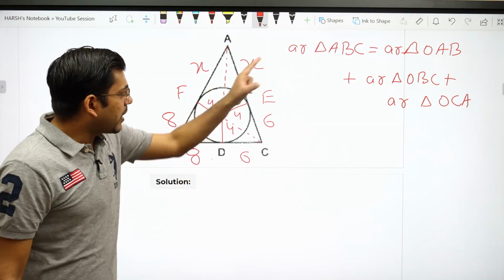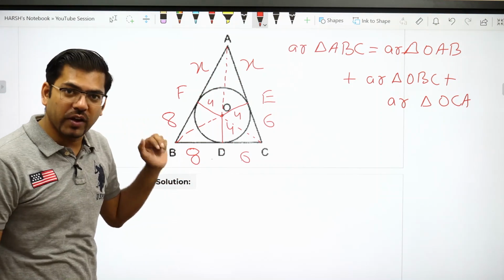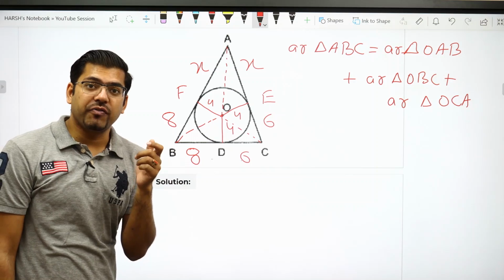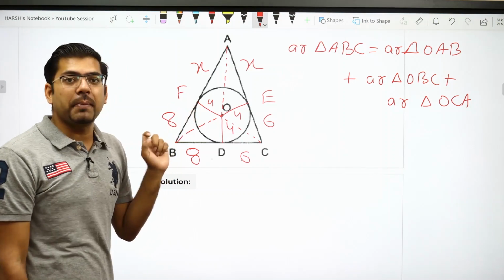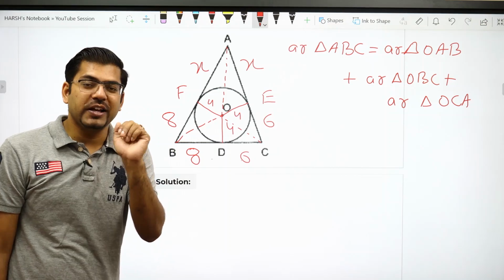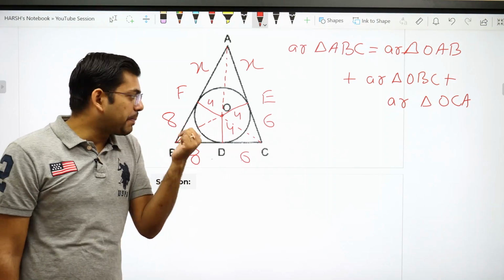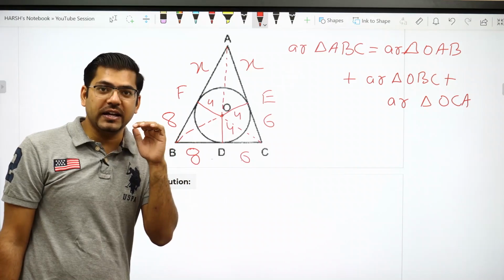Now for triangle ABC, we have the lengths of the sides. If we have the length of the sides, we will be applying, sorry, not Pythagoras theorem, we will be applying Heron's formula here. And let me tell you, when applying Heron's formula, it will not be an easy task.